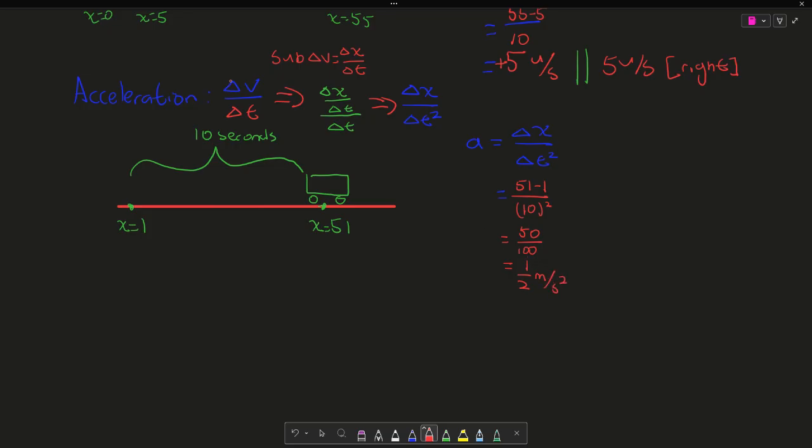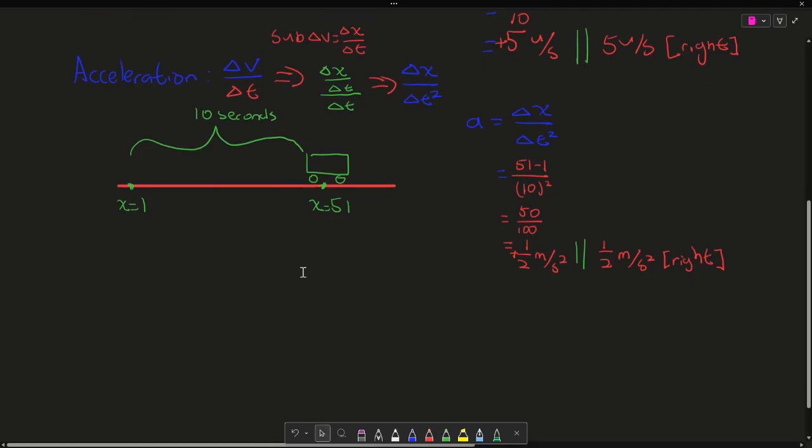And like velocity and displacement, acceleration is a vector, so you will need to specify a direction. In this case, it's positive, so I'm going to write positive, but again, it's totally fine to just specify that it's going right, unless your question states otherwise. All right, so we know that this car was accelerating at 0.5 meters per second squared.